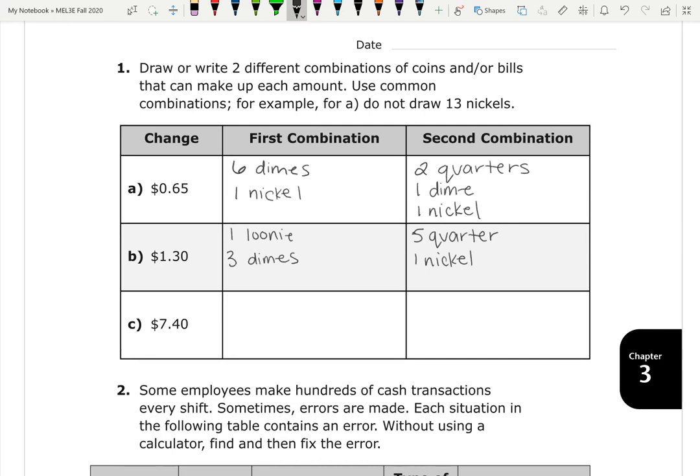And then $7.40. So you can give 1 $5 bill and then 1 toonie. So that brings you to $7. And then 1 quarter, 1 dime, and then 1 nickel to bring you to $7.40. Or you can give the customer 7 loonies, which is $7, and then 4 dimes, which is 40 cents.